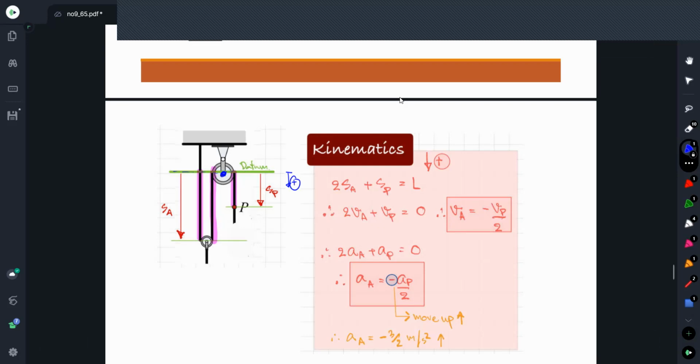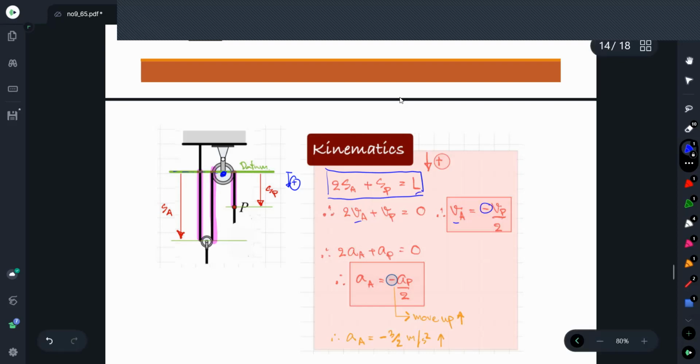According to this, the constraint length is the pink line. You see that the pink line is combined together, and it becomes the constraint length. We can form the constraint equation: SA plus 2SP equal to L, where L is constant, and SA and SP are measured downward, so positive. After we take the first derivative, we obtain 2VA plus VP equal to 0, and we find VA equal to minus VP over 2.